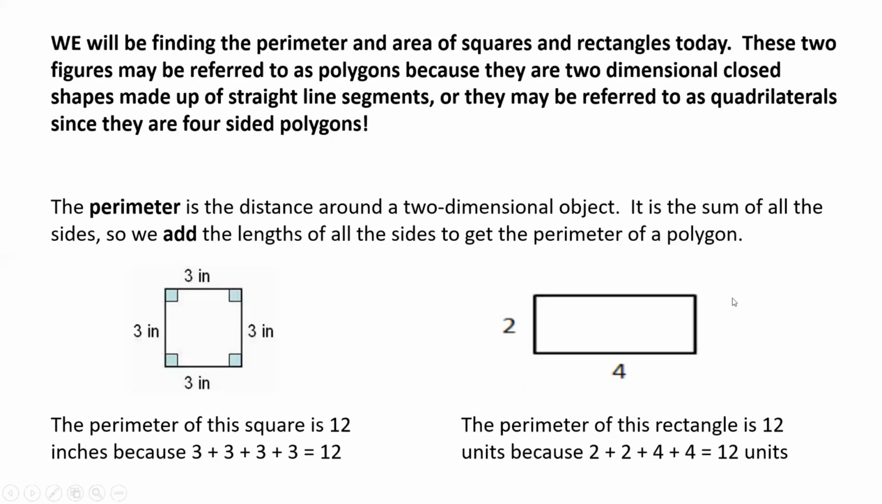If we look over at the rectangle, we had a length of 4, a width of 2. So basically, the perimeter of this rectangle is 12 units because we would have 2 plus 2 plus 4 plus 4, which equals 12 units.